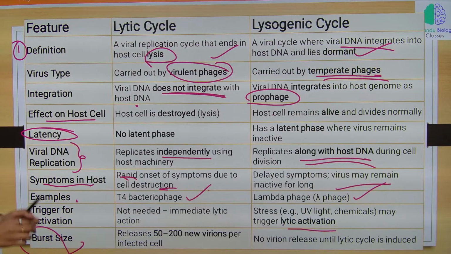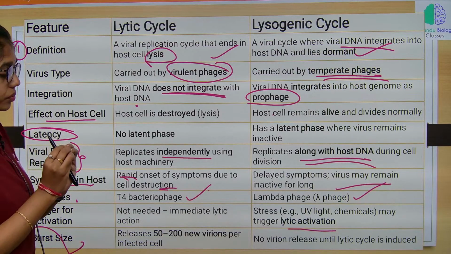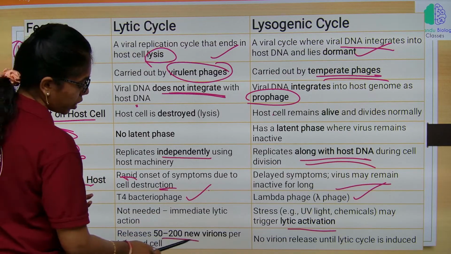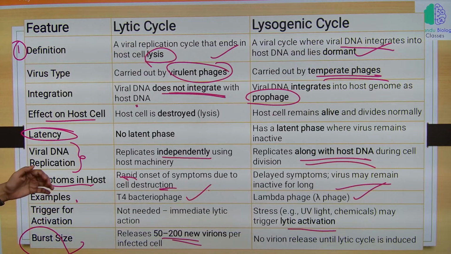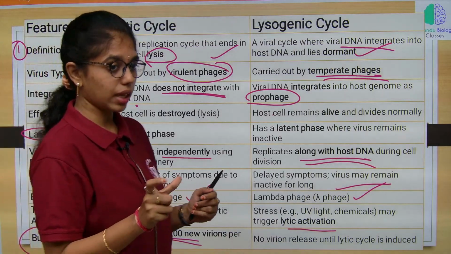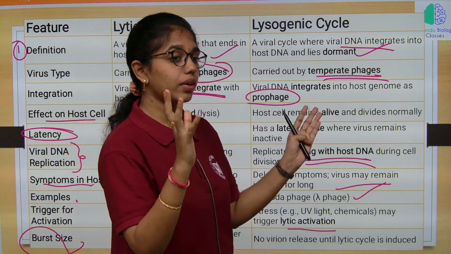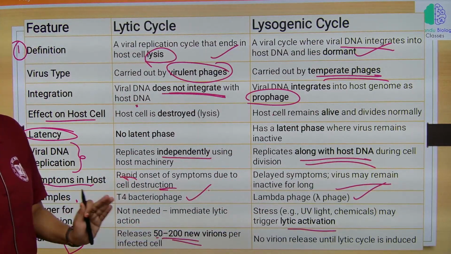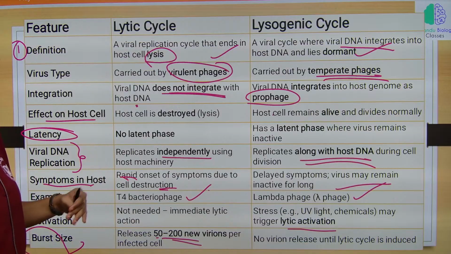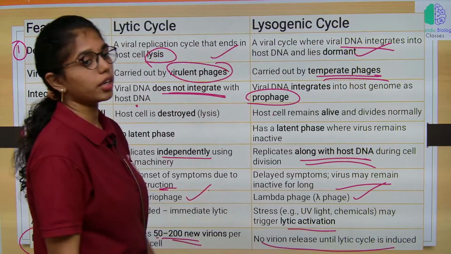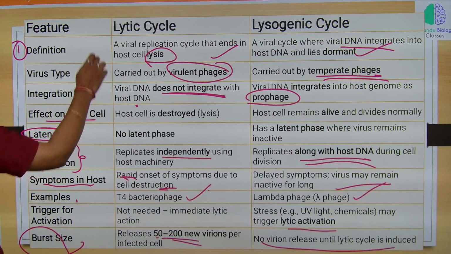Burst size: when the bacterium releases the virions, it releases 50 to 200 new virions per infected cell. So, one bacterial cell which is infected in the lytic cycle, at the end it will burst open, releasing how many virions? Approximately 50 to 200 new virions will be released. Here there is no virion release until the lytic cycle is induced in the lysogenic cycle. Clear, right?